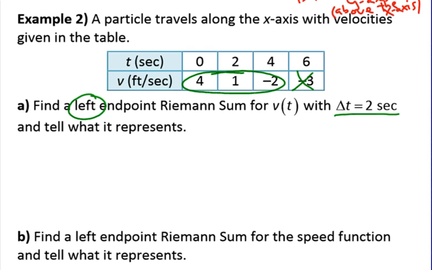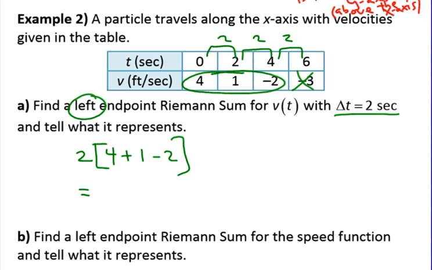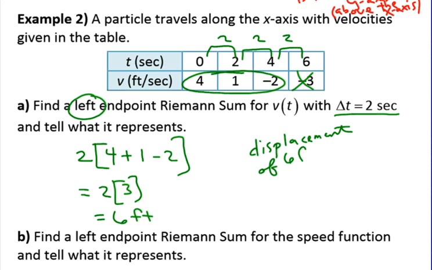All right, so to find the left Riemann sum, we have uniform width of 2, and you can see that here in the problem, uniform width of 2. So 2 times 4 plus 1 minus 2, so that's going to be 2 times 3, which is 6 feet. Okay, and that's a positive value, so that means we have a displacement. This particle is moving along the x-axis. We have a displacement of 6 feet to the right is where we end up. Okay. Again, you could draw a graph if you wish.